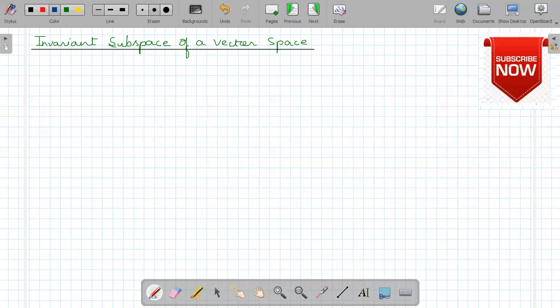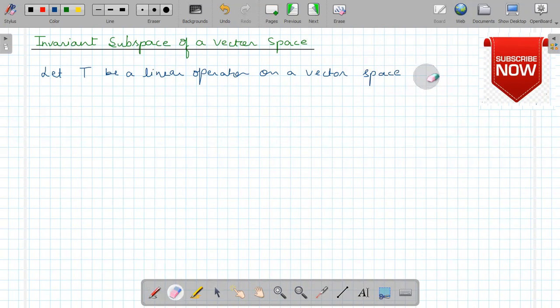So let T be a linear operator on a vector space V. This is a finite dimensional vector space. We always consider a vector space to be finite dimensional. Let me write this again. Vector space V.